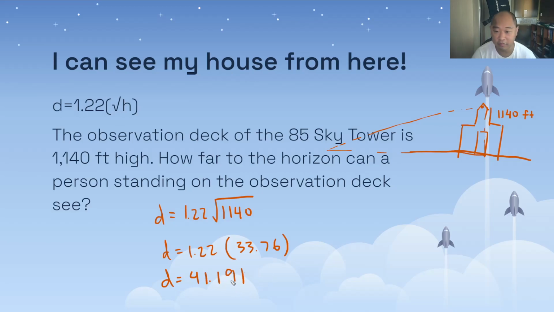41.191. So we're going to round to the nearest tenth, which is this number here. So that would be 41.2 miles.